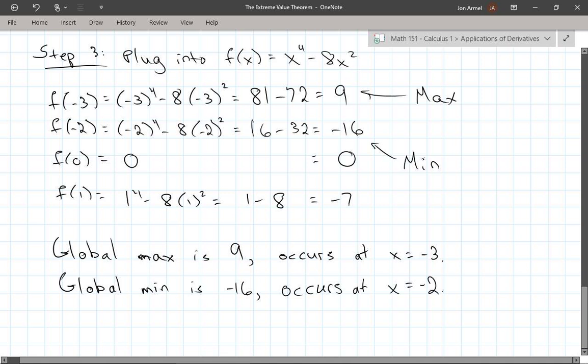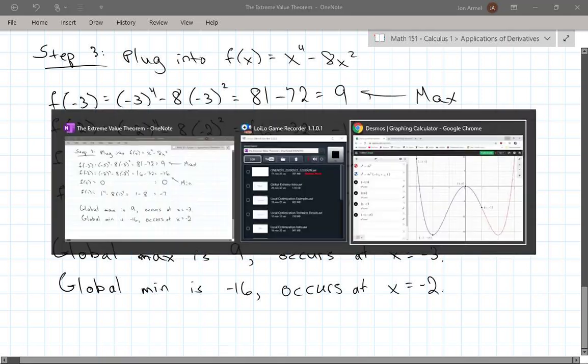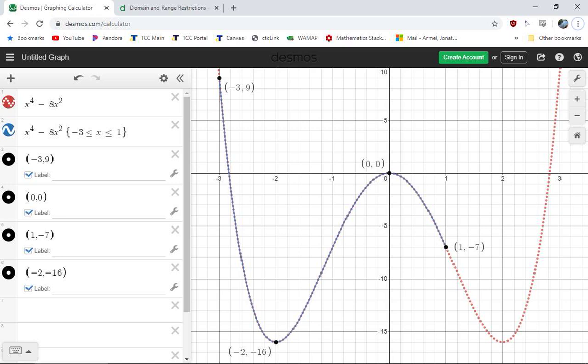Okay, so I thought it would be useful to look at a picture of this. So this is my old friend Desmos. Actually, this is more of a new friend. So let me turn that off. So here's our function. This is x to the 4th minus 8x squared, only graphed from negative 3 to 1. So that's what I did here. If you just put something in curly braces afterwards, it restricts the domain. And you can see the 4 points we found are this negative 3 comma 9 at the very left. That's the maximum.